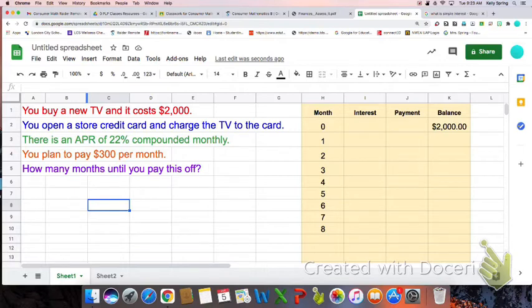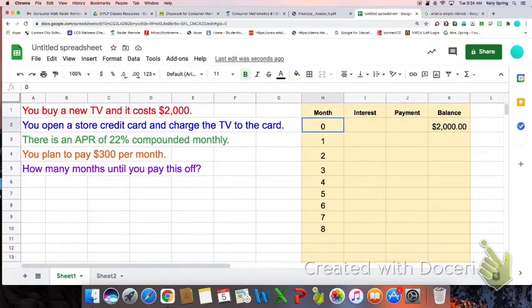I plan to pay $300 per month on this credit card, and I'm trying to figure out how many months until I pay this off. So you can do this on paper, and if you do, just follow this same sort of format. You want to have a column where you're listing the months, a column for interest, payment, and then your balance.